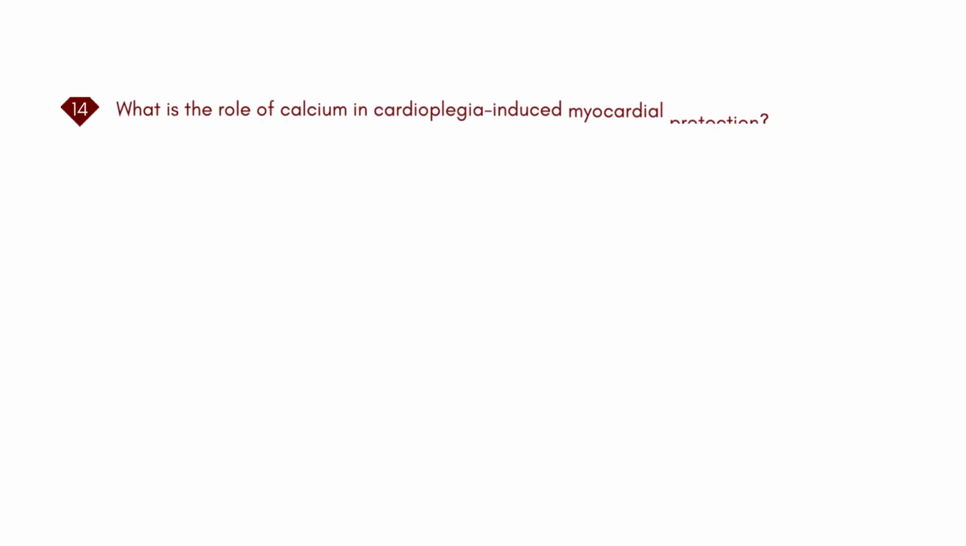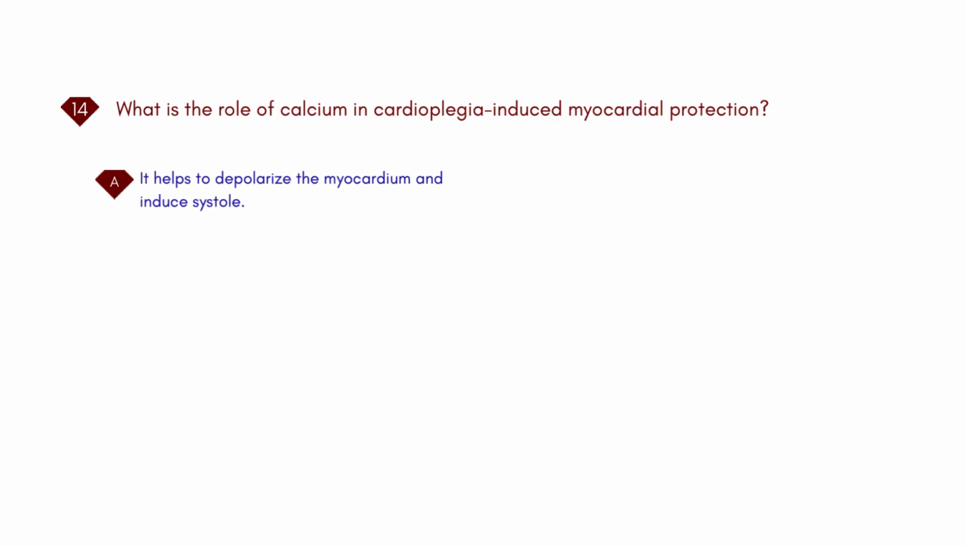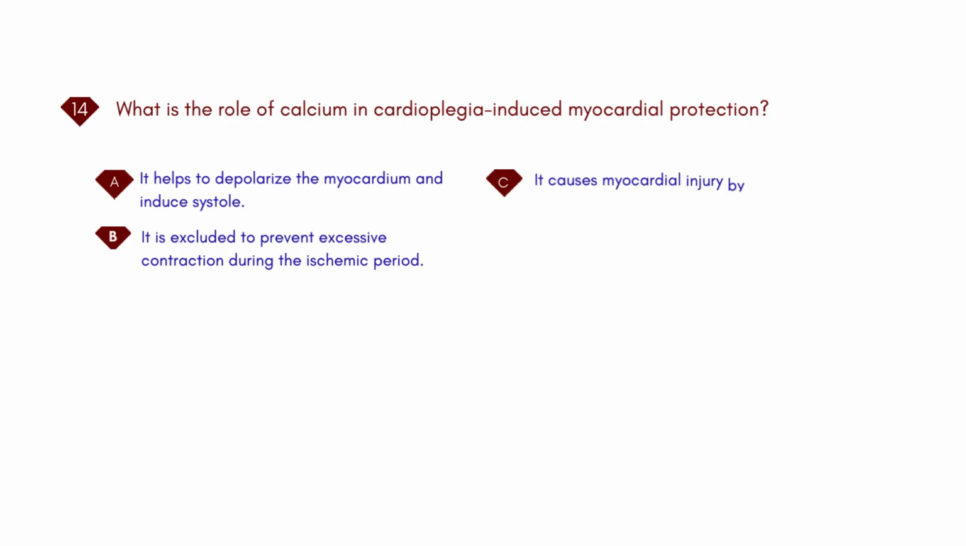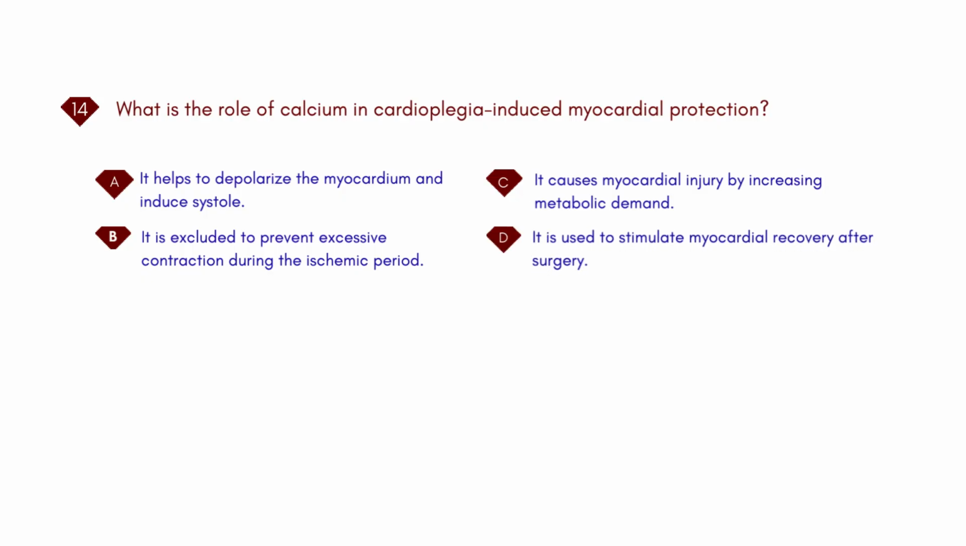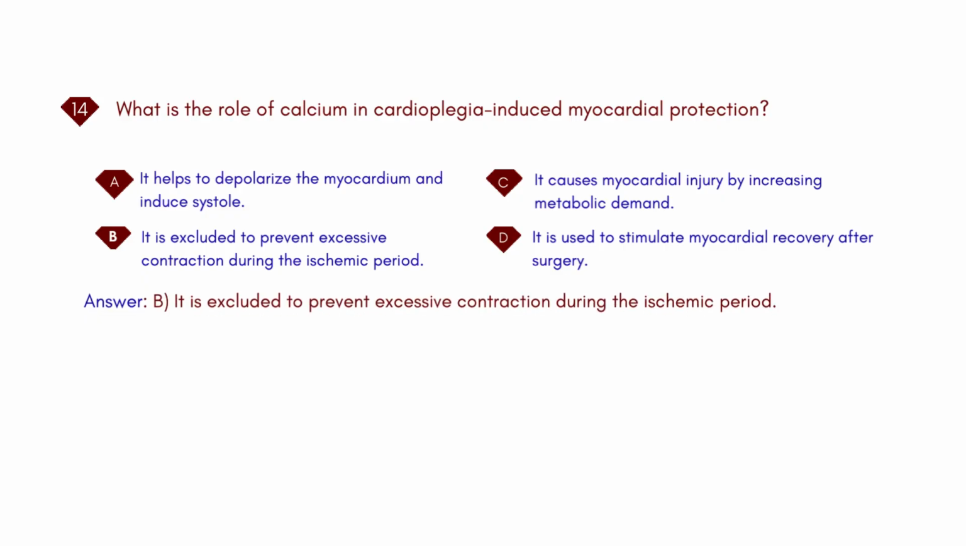What is the role of calcium in cardioplegia-induced myocardial protection? A. It helps to depolarize the myocardium and induce systole. B. It is excluded to prevent excessive contraction during the ischemic period. C. It causes myocardial injury by increasing metabolic demand. D. It is used to stimulate myocardial recovery after surgery. Answer: B. It is excluded to prevent excessive contraction during the ischemic period.